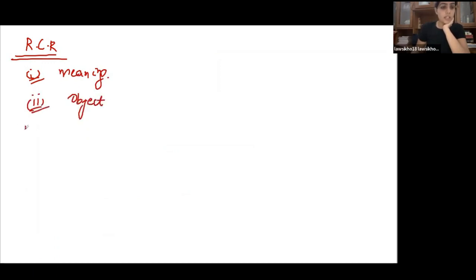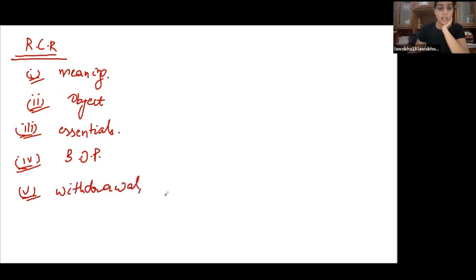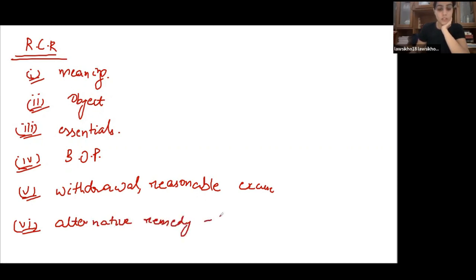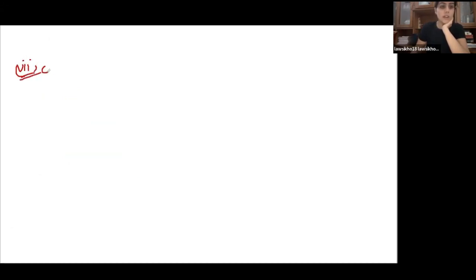Yes, ma'am. Okay, so if we make a synopsis, as far as restitution of conjugal rights is concerned, we first understood the meaning. Then we also discussed its object. Then we proceeded to discuss its essentials. Then we discussed the burden of proof. Then we discussed the terms withdrawal and reasonable excuse. Then we proceeded to discuss that an alternative remedy is divorce. And then lastly, we discussed the constitutional validity.